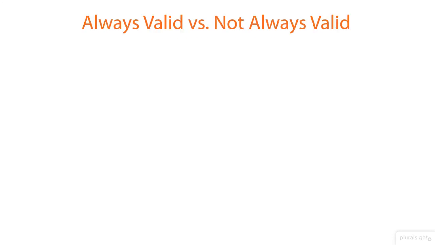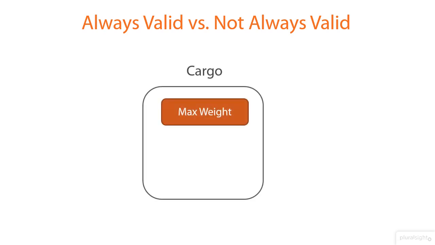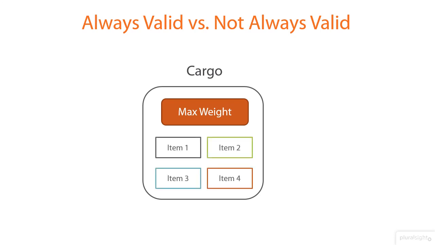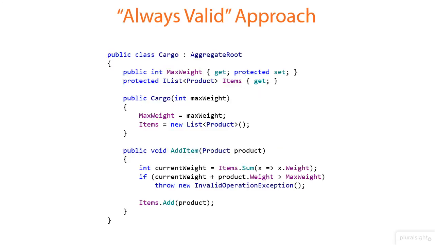One of the debatable topics in DDD is whether to always keep entities and value objects in a valid state or allow them to reside in an invalid state and check that state later on, for example before saving them to the database. This topic is best expressed with an example. Let's say we have a domain entity cargo with a max weight property. Let's also say it contains several items, each of which has its own weight, and there is an invariant saying that a cargo cannot contain a number of items the total weight of which exceeds the maximum weight the cargo can handle. This is how we could express the domain adhering to the always valid approach.